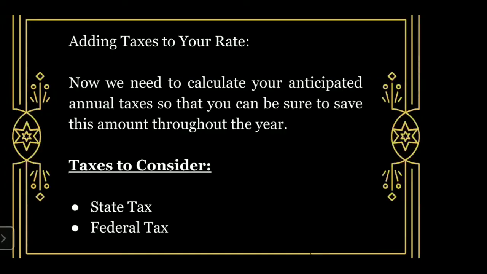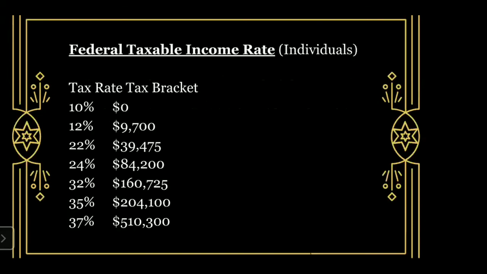So especially if you're in America, you're going to want to consider both state and federal taxes when you're adding them to your rates. And this is the federal tax bracket. And so you just want to find the number that most closely matches your financial numbers, and then slide over and look at the percentage. And that's how much you're going to want to add on top of your price rate so that you can make sure that you've got your taxes covered at the end of the year.